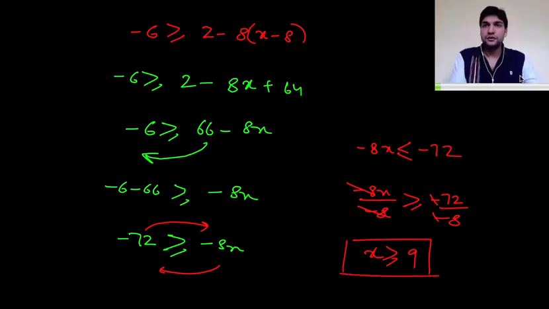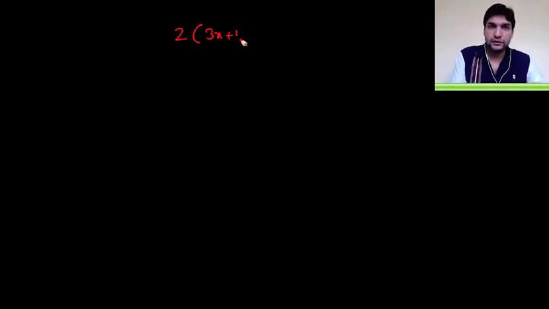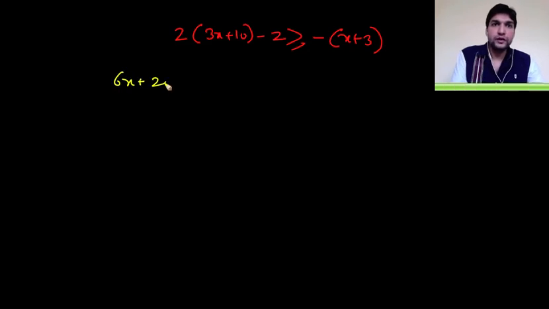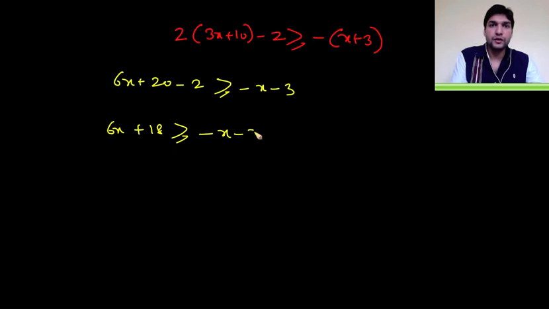Okay, let's do one more question, the last question for the day. This is 2 times (3x plus 10) minus 2 is greater than or equal to minus of (x plus 3). This is very easy. Simply keep on opening up the brackets. This will become 6x plus 20 minus 2 greater than or equal to minus x minus 3. Solve here. 6x plus 18 is greater than or equal to minus x minus 3.